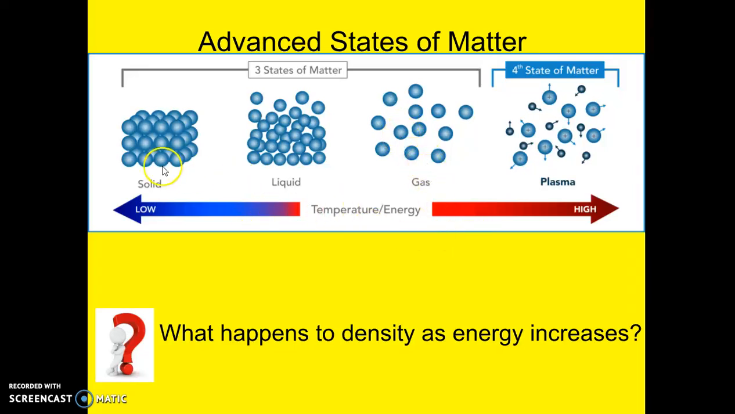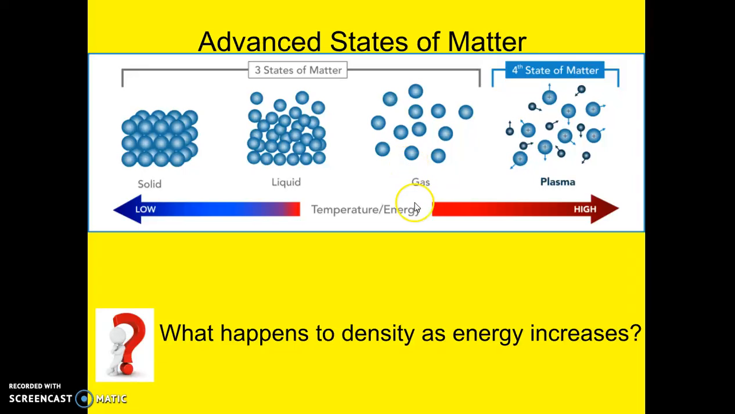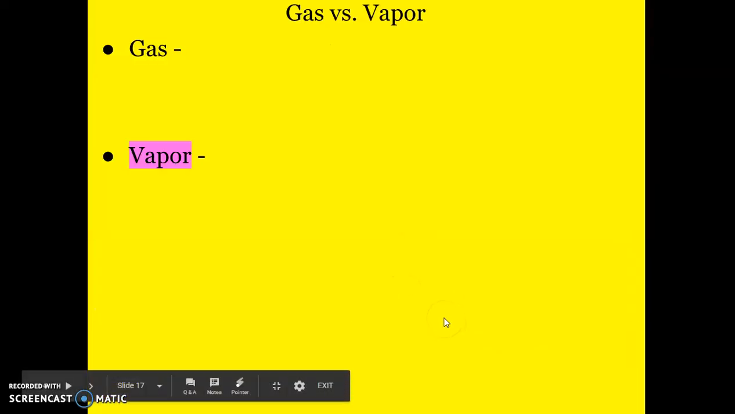So a solid, you could think of them as like the babies. They still need each other. They still need a lot of guidance and support and help. Liquid, you can think of them as teenagers. They're starting to break apart from mom and dad. And then gas would be adults. You're completely on your own. And plasma, we'll talk about here in just a second. So what happens to density as the energy increases? Well, it's going to become less dense as we increase the energy.